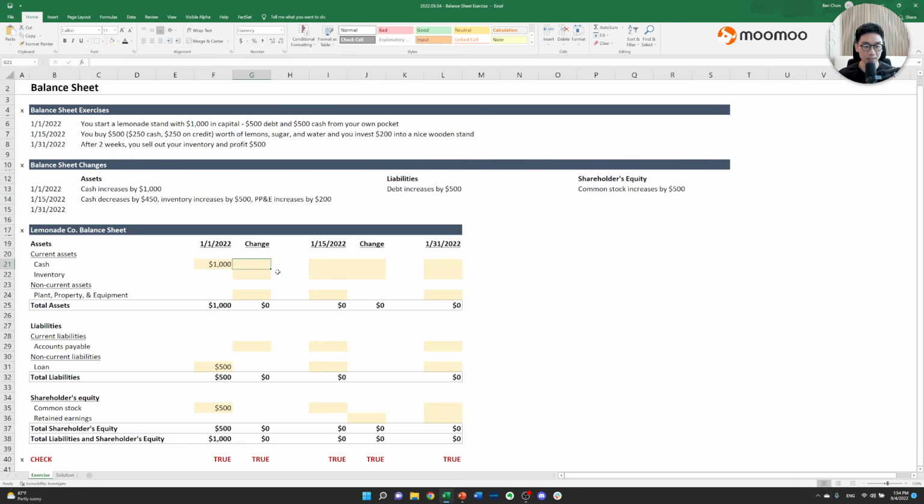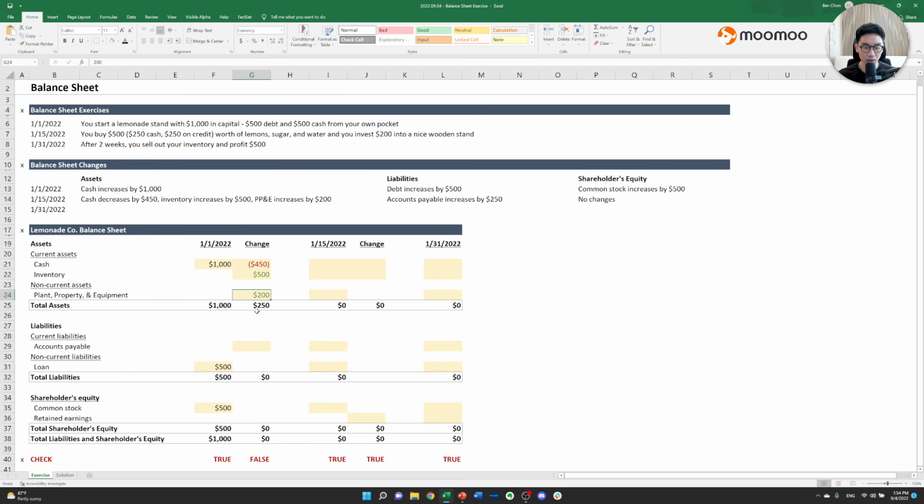So let's see what happens here. If we have to also go into liabilities. Accounts payable, as discussed, bought on credit, so increases by $250. Shareholders' equity, no changes. So cash decreases by $450. Inventory increases by $500. Plant, property, and equipment increases by $200.